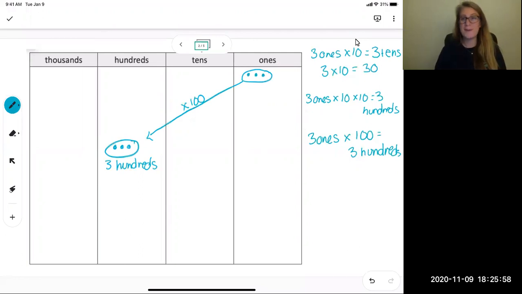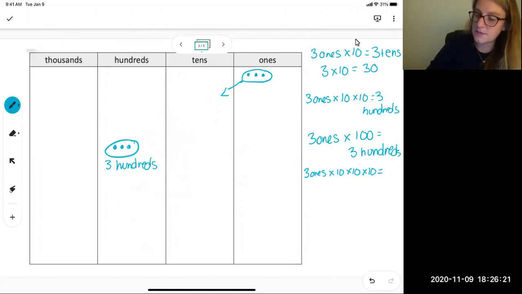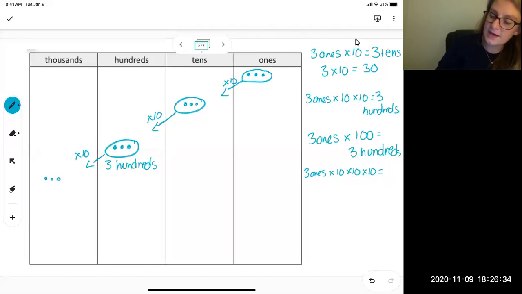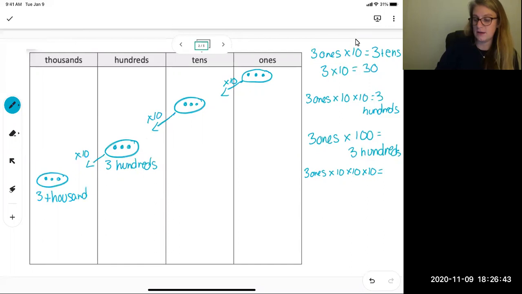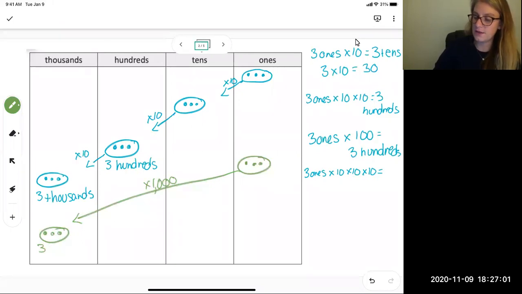Okay, what if I wanted to multiply by 10 one more time? That would be 3 ones times 10 times 10 times 10. So let's go back to our original diagram. Times 10 gives us 3 tens times 10 times 10. That gives us 3 thousands. And another way we can write that is 3 ones times 1,000. Also gives us 3 thousands.